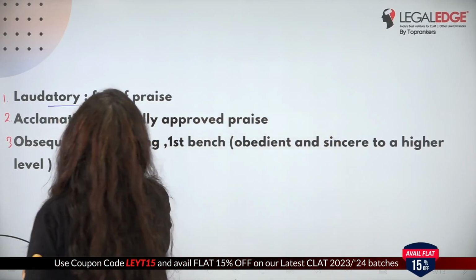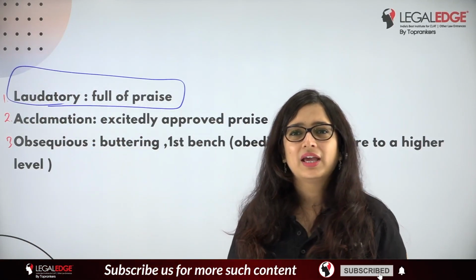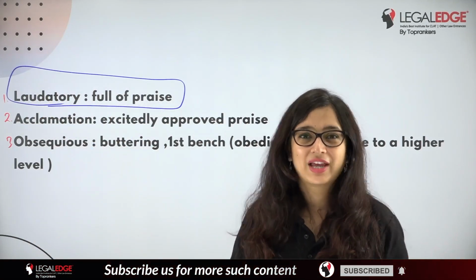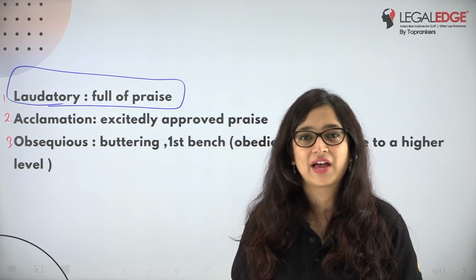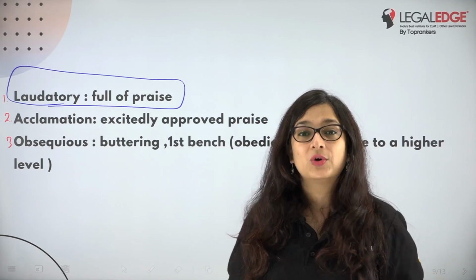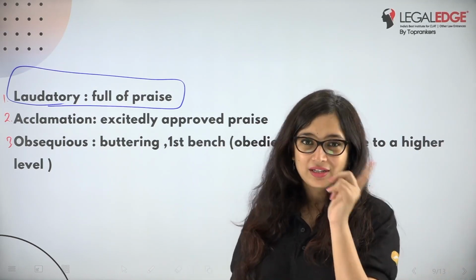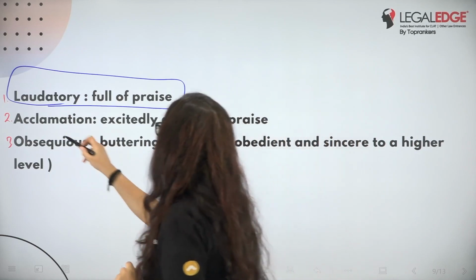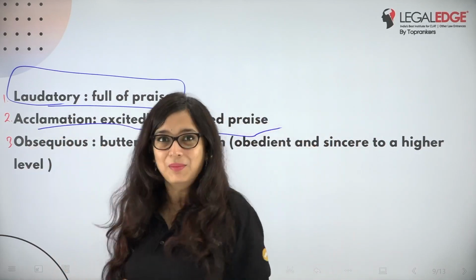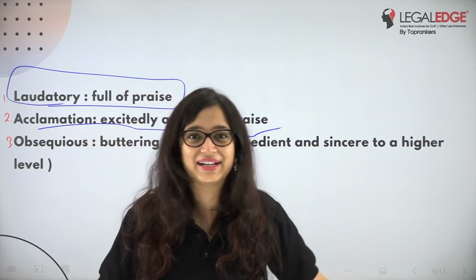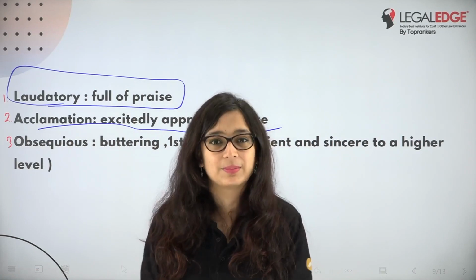So laudatory is full of praise. Someone who is praising someone. Ki, oh, you look beautiful today, है ना? That is laudatory. Or your hard work has finally paid off. या फिर, okay, great, so you collected an asset worth ₹2 crore. So that is laudatory. Acclamation is excitedly approved praise. So someone who is very excited about your success and hence praising in the best possible manner.